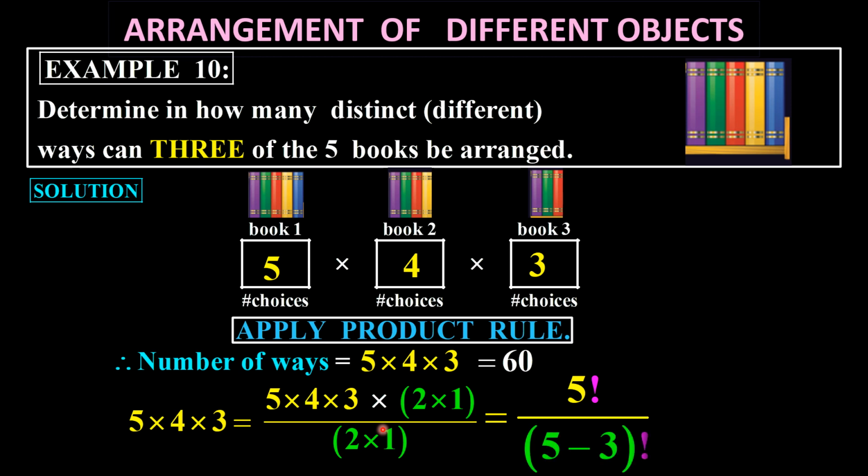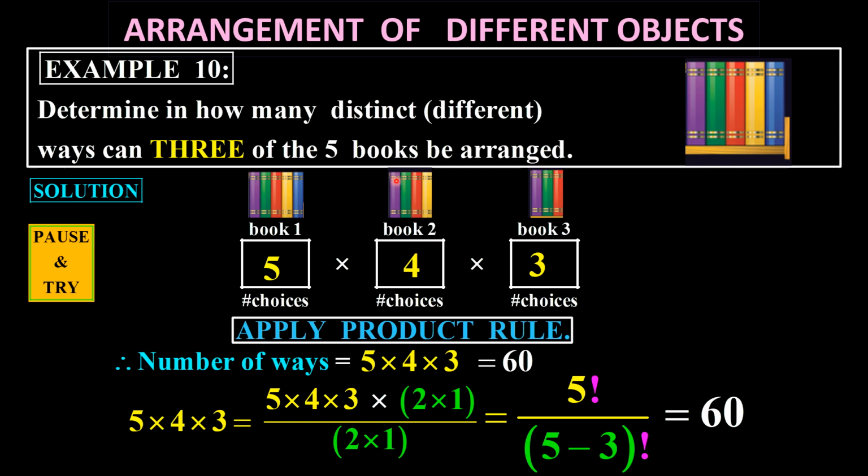That is, I can write the short form of that. That's 5 factorial. And 2 times 1 is 2 factorial. But 2 is actually 5 minus 3, right? So the 5 books minus the 3 gives the 2. So you can also do that. Just do that in the calculator, and we see there we have 60.